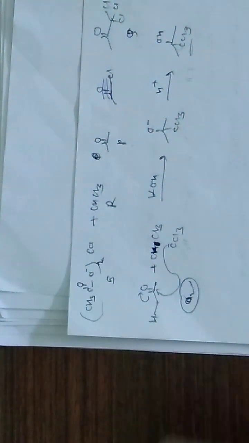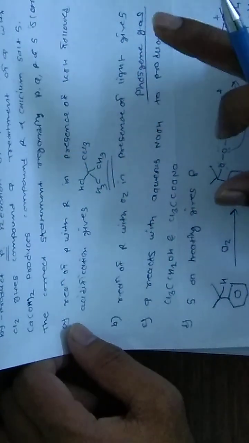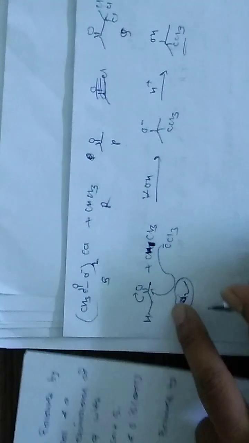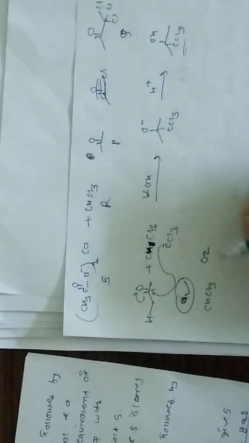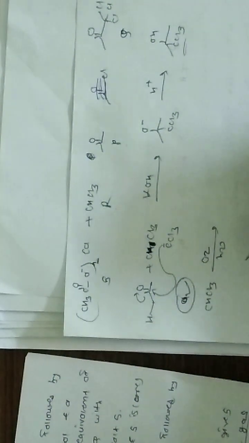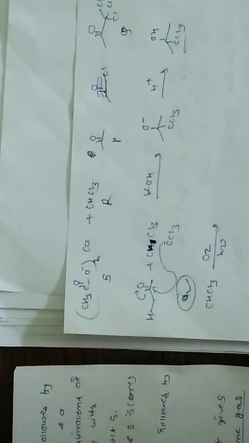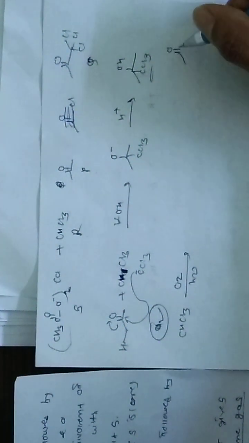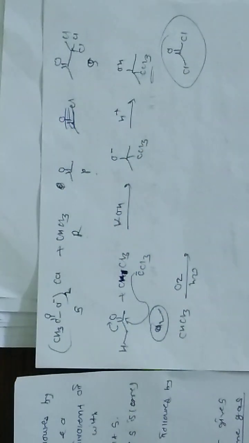Now what about B, C and D? This is a multiple select question, so we have to check all the options. In option B, reaction of R with O2 in presence of light gives phosgene gas. R is chloroform, reacting with O2 in presence of light. First you should know what phosgene is, what is the structure of phosgene. I am writing here, this is phosgene, COCl2.